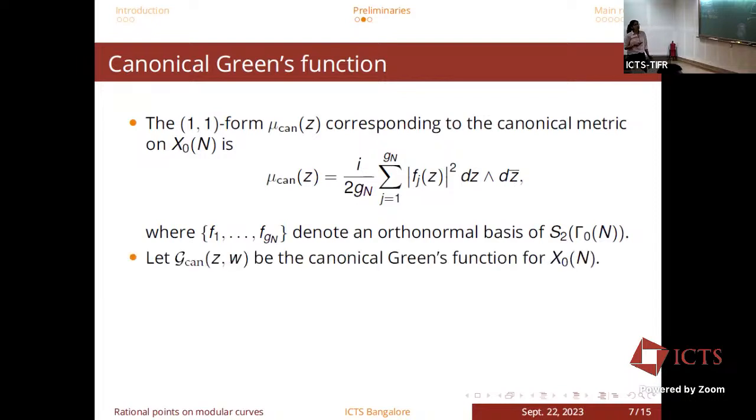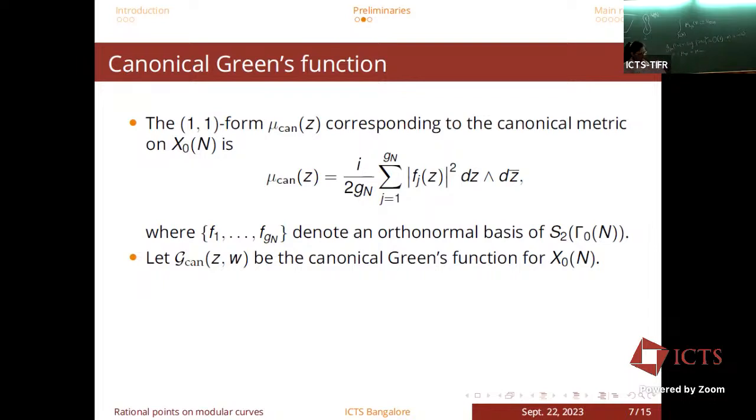Okay. So now let G_can be the canonical Green's function for the modular curve X_0(N). Previously I have given you the hyperbolic (1,1)-form. With respect to the hyperbolic (1,1)-form, we can also define this hyperbolic Green's function. And this Green's function has a logarithmic singularity along the diagonal, meaning G_mu(z,w) plus log |z minus w| squared is big O of 1 as z goes to w. So here mu can be either mu_hyp or mu_can.